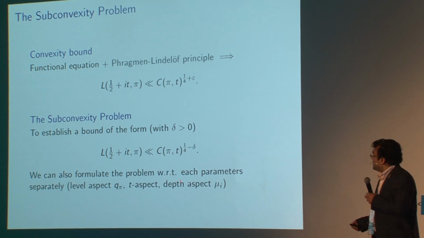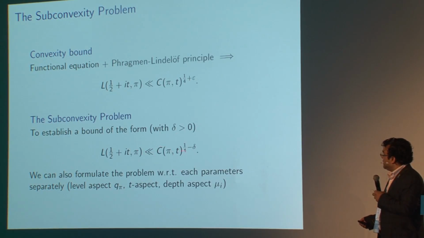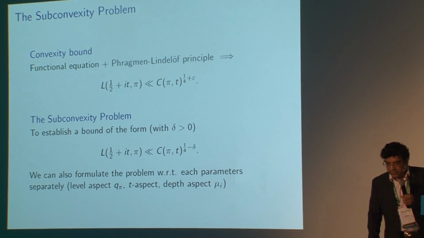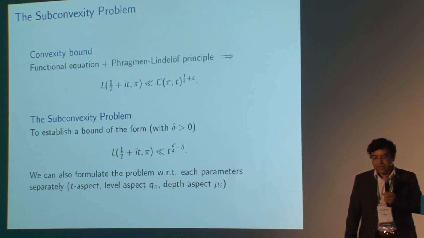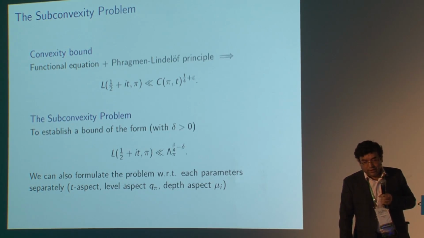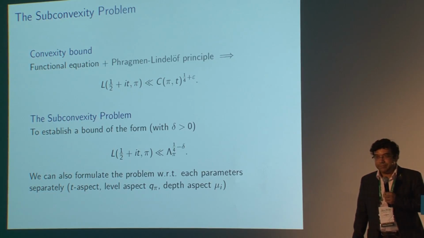And now, as in the conductor, there are three different things that are going into it: the level, the t, and the spectral part. So you can break the problem into three different things. One is the level aspect, and the t aspect, and the spectral aspect.